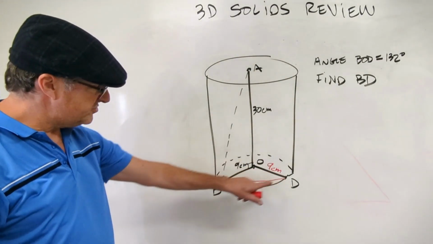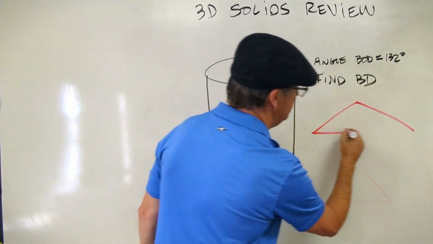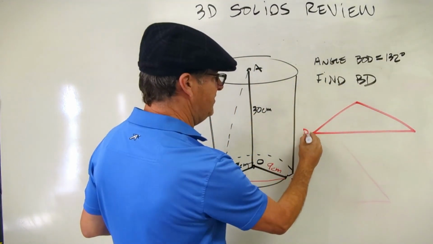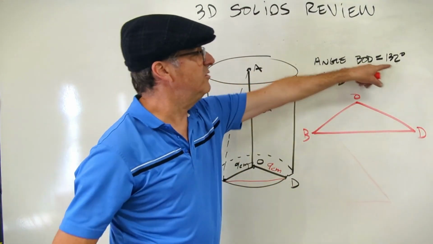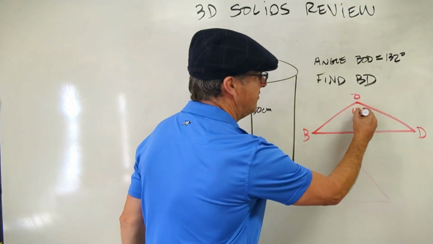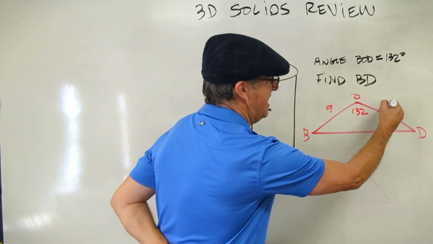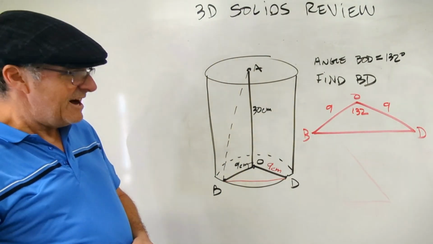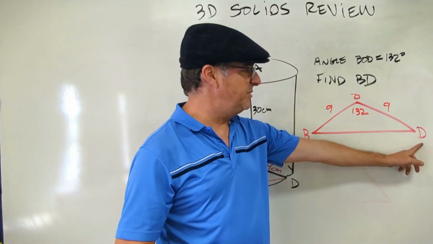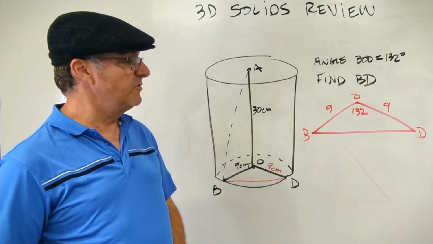So now I'm going to take this triangle and draw it out here. Make it nice and big. Label it up. B-O-D, like that. Now let's go ahead and put in the angle we know. This is 132. And then the sides we know, 9 and 9. Okay, now you might be thinking, that's still not enough information to calculate BD. And you're right, but we can deduce the information that we need.